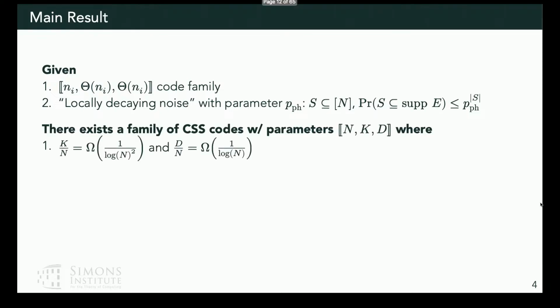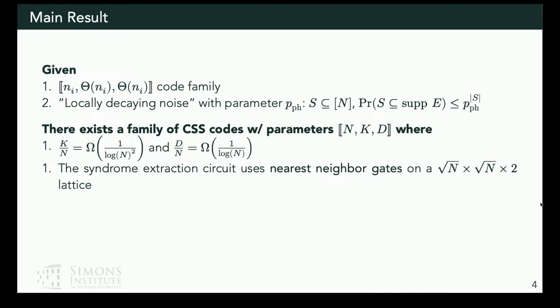And what we do is we construct a family of codes for which we have rate that's polylogarithmically going to 0, but still quite good, and relative distance that's also polylogarithmically going to 0. We also construct syndrome extraction circuits that have this nice property that they use only nearest neighbor gates on some 2-dimensional lattice.